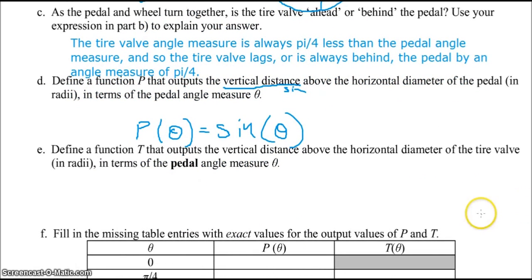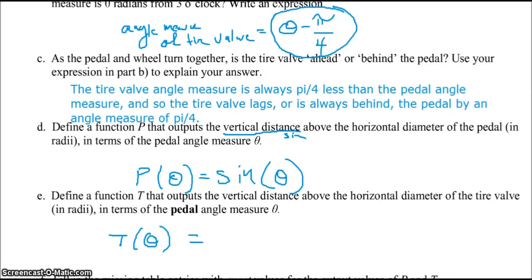Find a function t that outputs the vertical distance above the horizontal diameter of the tire valve in radii in terms of the angle measure theta. So we know that, let's see, we'll actually have the angle measure of the tire valve is theta minus pi over 4, so we're going to have some form of sine of theta minus pi over 4. I think that'll be it. Yeah, since we want, again in radii, we don't have to worry about a leading coefficient here.